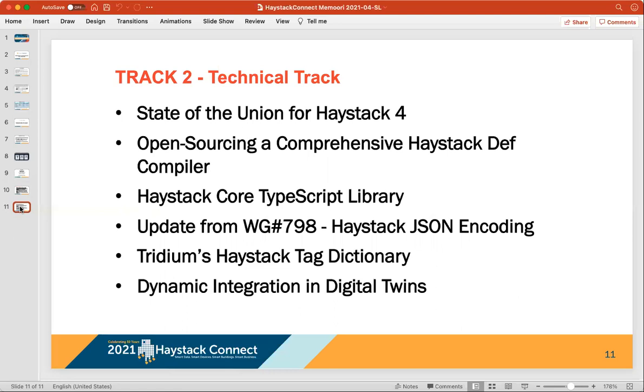Tritium's going to be there talking about their Haystack tag dictionary, which is built into Niagara now. And an interesting tie-in to digital twins, again, which are digital data representations of facilities and equipment systems. Well, what do you need there? You need a uniform, standardized way of marking up your data. And so we'll have people from the digital twin side of the world talking about the tagging and how to accomplish integration across the digital twin applications and the devices and systems that are feeding data to them.